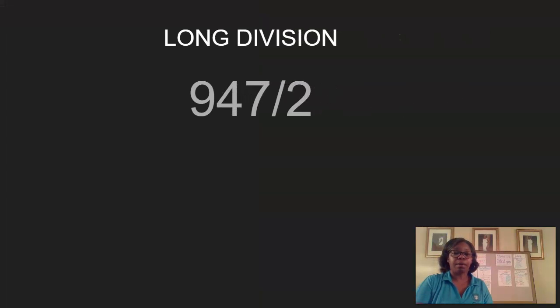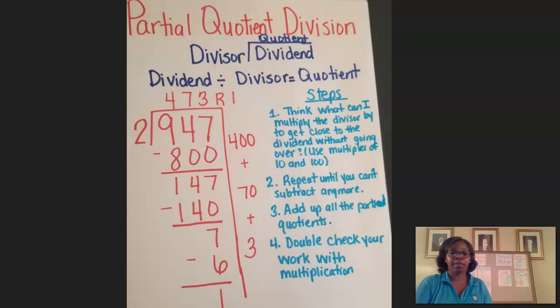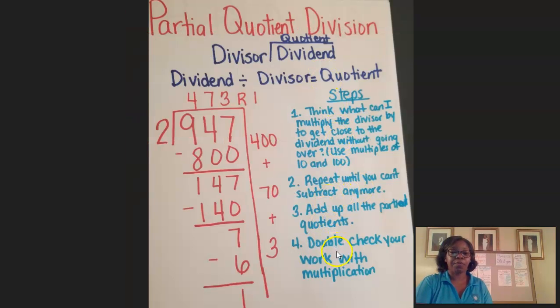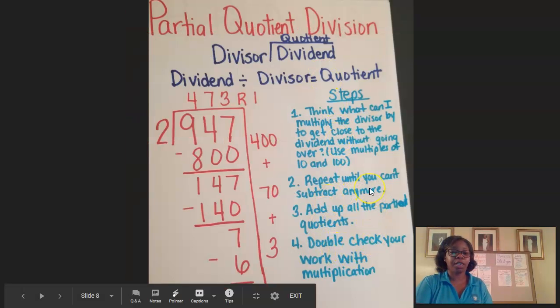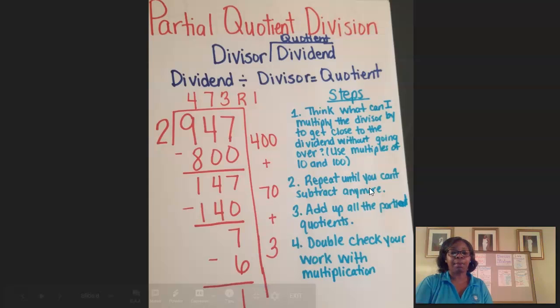All right, let me go back. Because if you see down here, number 4, it said to double check your work with multiplication. I'm skipping that until the end of the long division strategy because I'm going to share with you how you double check your work then. Just remember that our answer was 473, remainder 1.